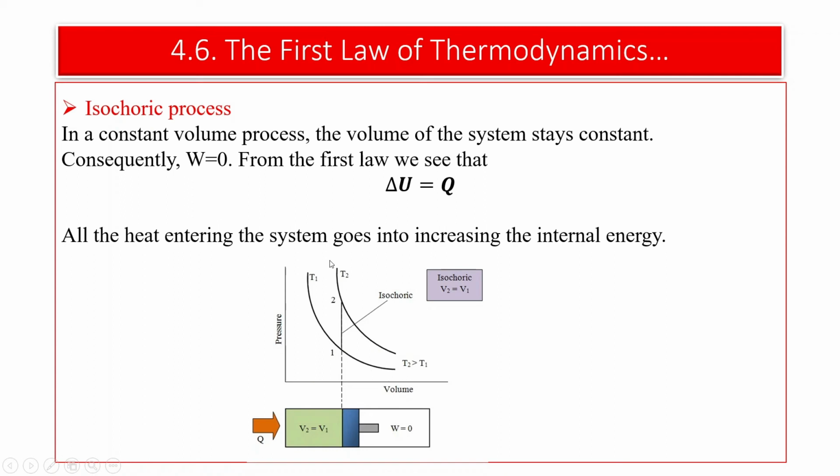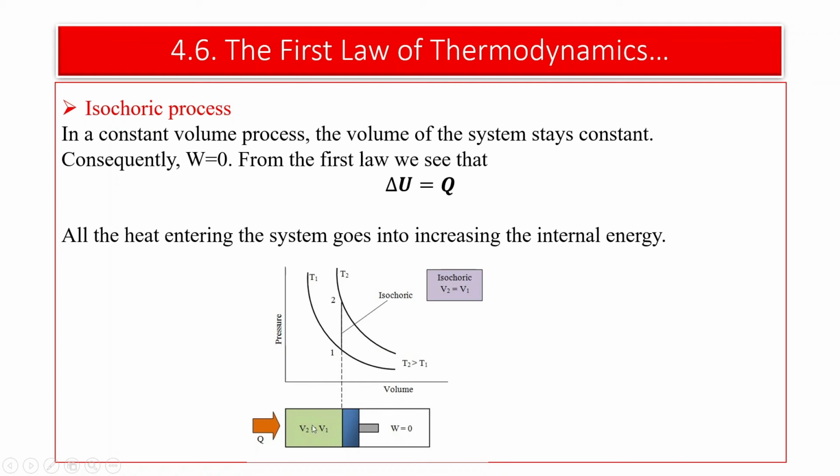We have this path, a thermodynamic path. This path is at constant temperature. This is another constant temperature path. From this you can understand that this path is at higher temperature and this is at lower temperature, or we can say that T2 is greater than T1. But when it goes from here to here, the volume is considered to be constant, which means volume at this point, V2, is equal to volume at this point, which is V1. So this is considered to be the isochoric process.